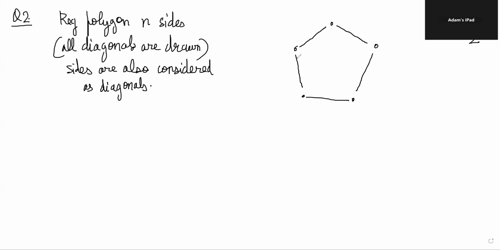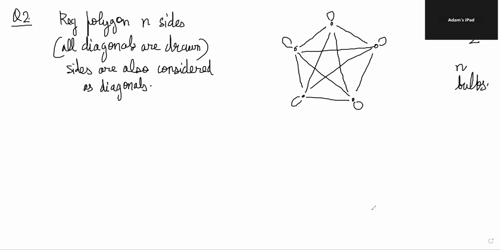We have to make all the connections. You can see 10 connections here, right? Now, in the question, he's saying that initially, once you have made the connections, there is a light bulb on each vertex, so there will be 5 light bulbs. N bulbs are there, and out of which K of them are on. K are in the on state.